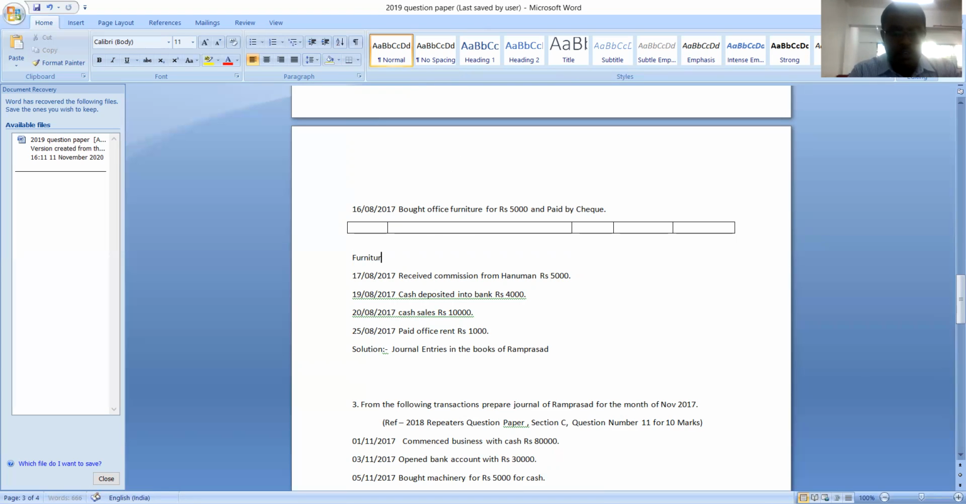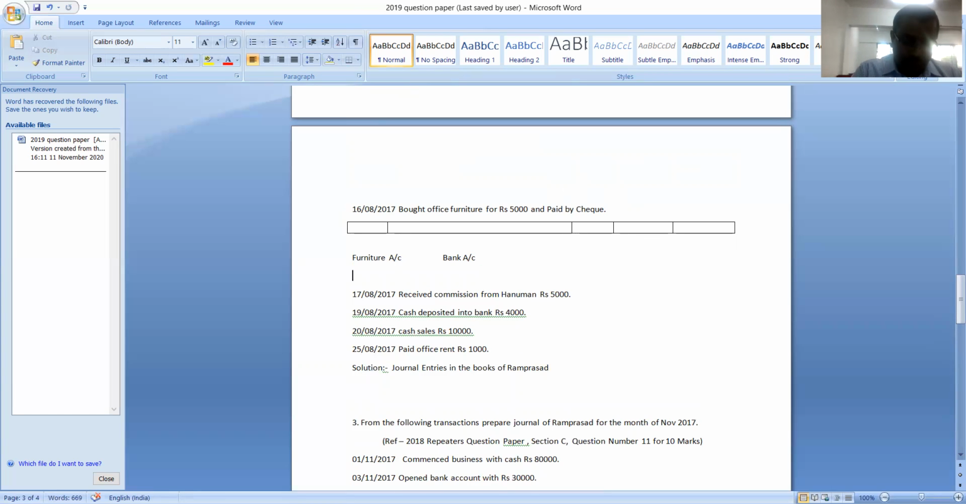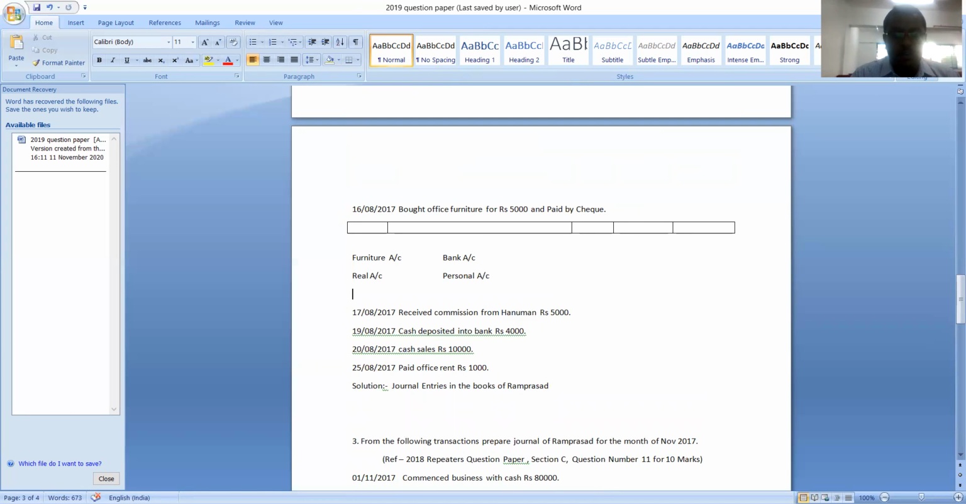So which is the asset here? Furniture. So one is the furniture account and the other is the bank account, because payment is made by check. If it was made in cash, the cash account would come instead of the bank account. The furniture account is a real account because furniture is an asset. The bank account is a personal account. Now apply the debit and credit rule.